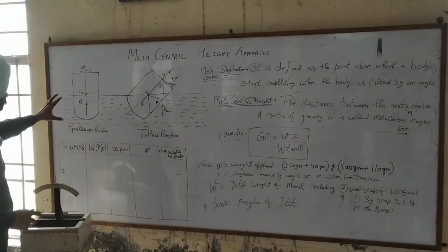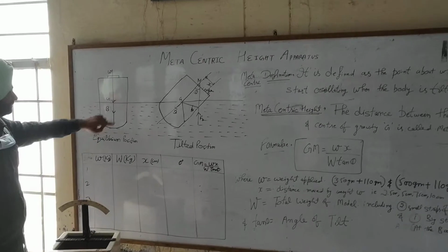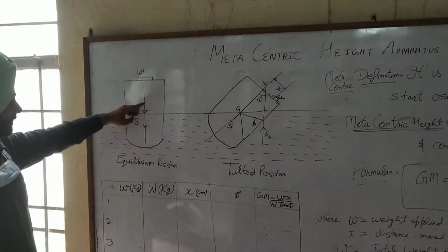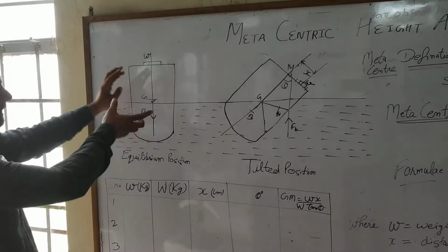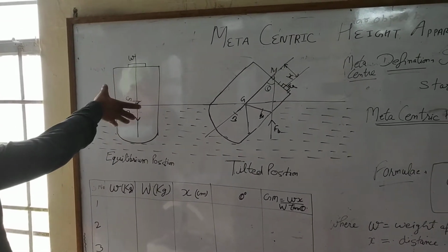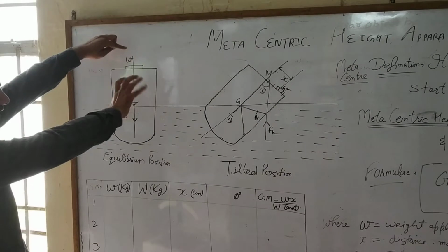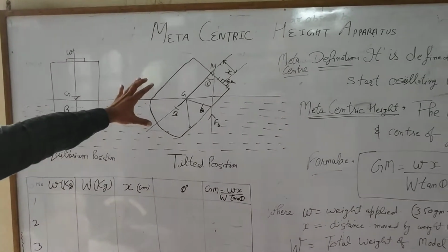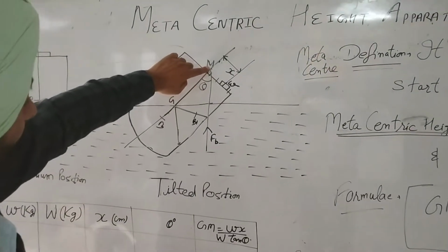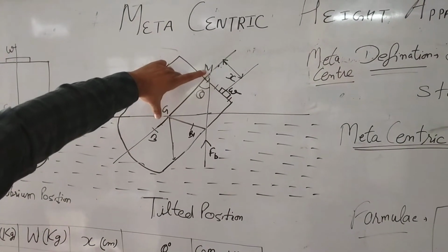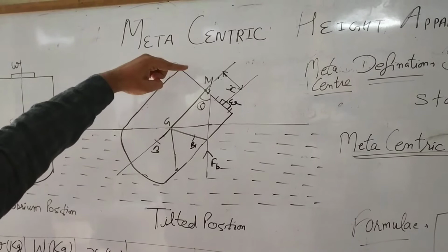Suppose this is our ship, the body of a ship. If it is given a small tilt, it will start oscillating about some axis, about some point. Suppose this is tilted by some angle, and it will start oscillating from a particular point. That particular point is called the metacenter.